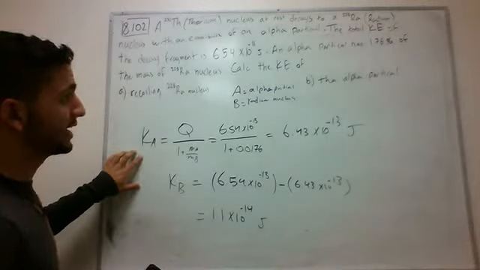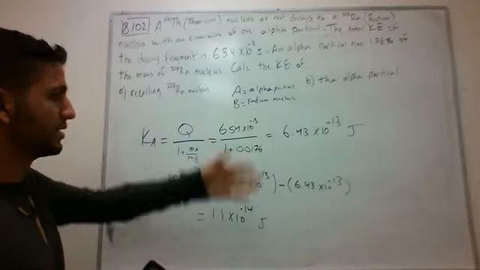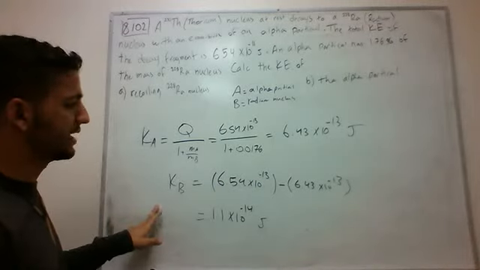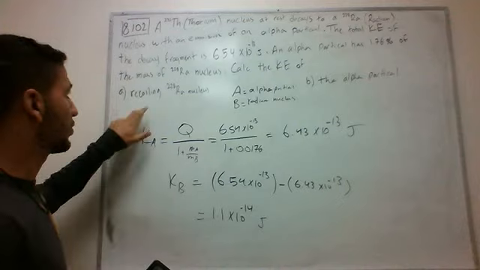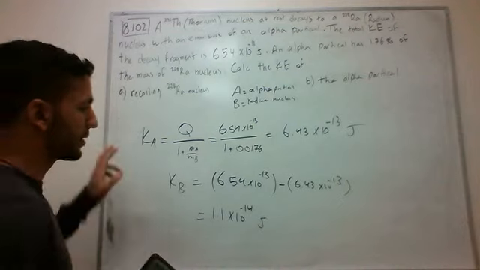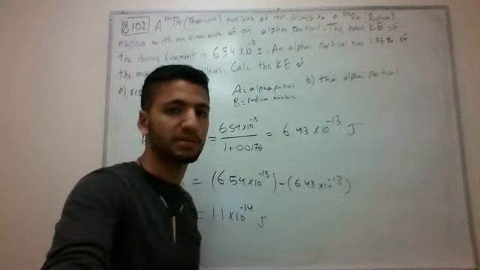So now we got Ka and Kb. Ka is the answer for the alpha particle, which is part B in the question, and Kb is the answer for the recoiling radium nucleus, which is part A. So this is how you solve this question.